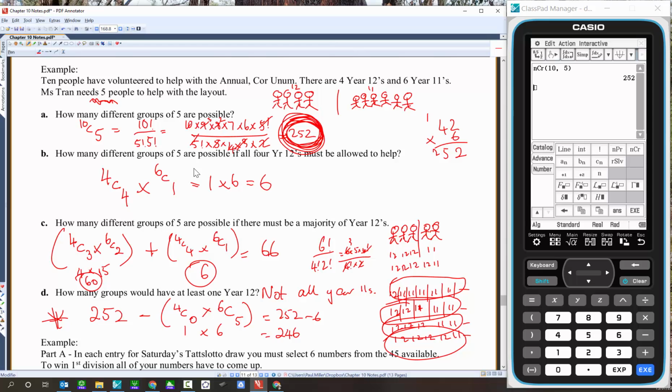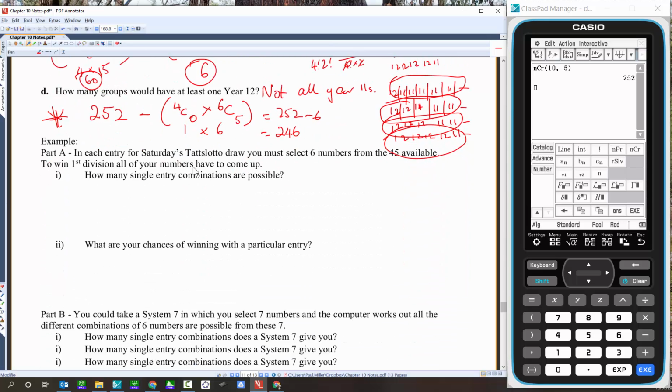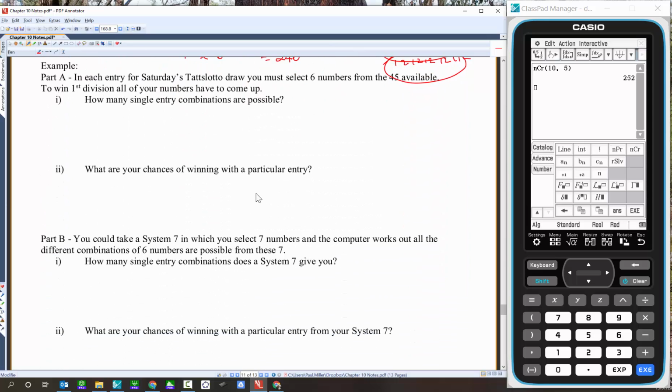All right, let's go through this last problem, or second last, I think it is. In each entry for Saturday Tats Lotto draw, you must select 6 numbers from the 45 available. To win First Division, all of your numbers have to come up. All right. So how many single entry combinations are possible from your 6 numbers? So from the 45, I'm going to choose 6 numbers.